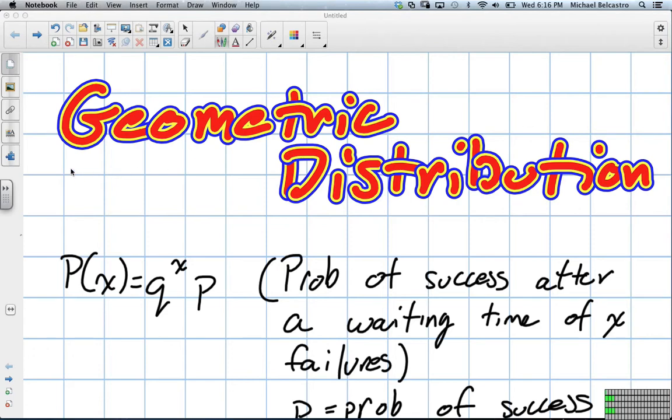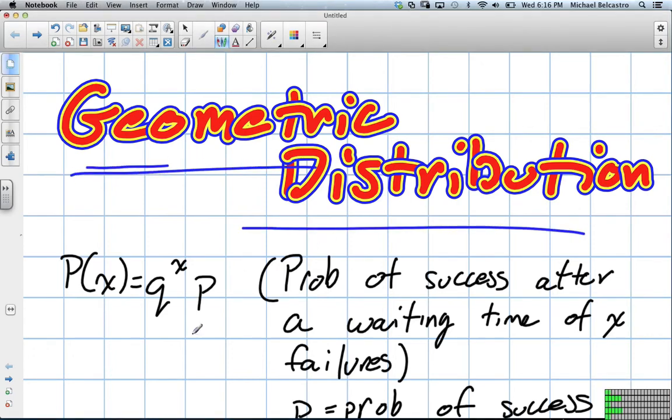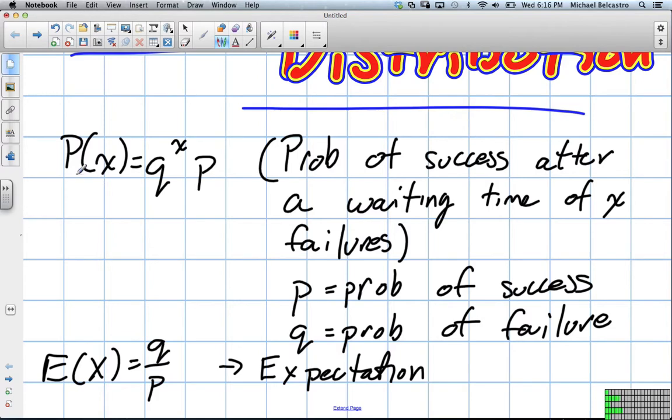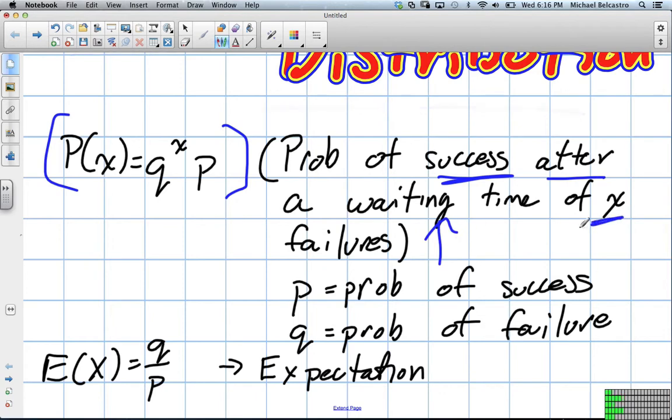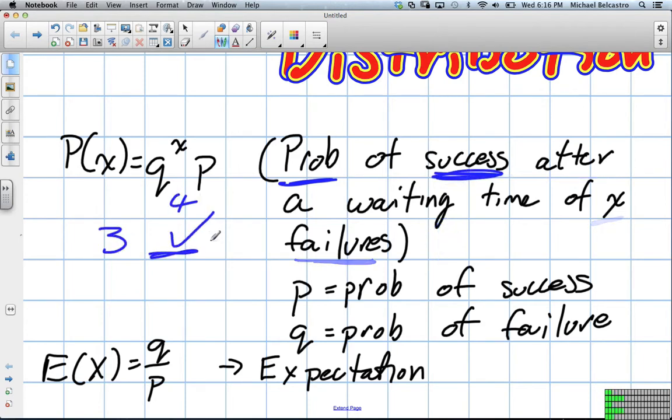Okay, so geometric distribution. We have two major formulas here. Here's our probability of success after a waiting time of X number of failures. In other words, what's the probability of finally hitting success after 3 failures, and then in the 4th try, we hit success. And this is how we would calculate the probability of that event.